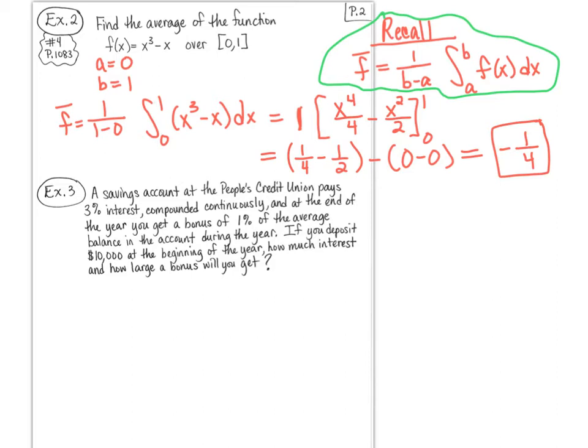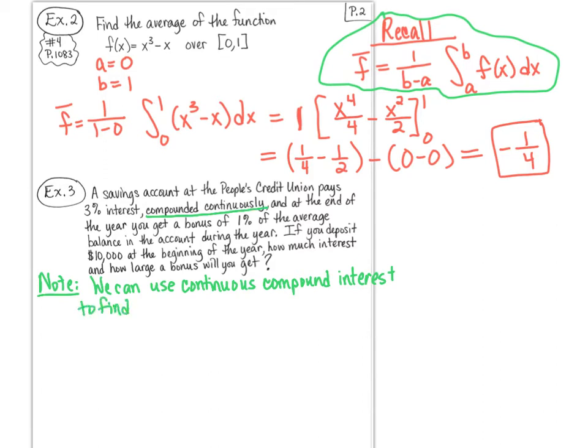So note that we can use continuous compound interest, because we know it was compounded continuously, to find the amount of money we have at time t.